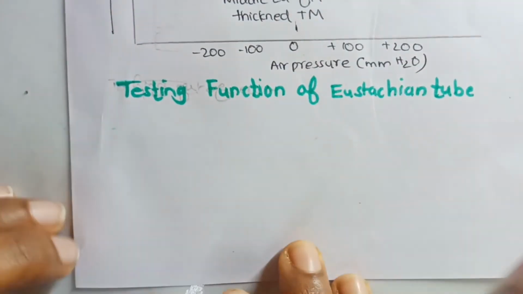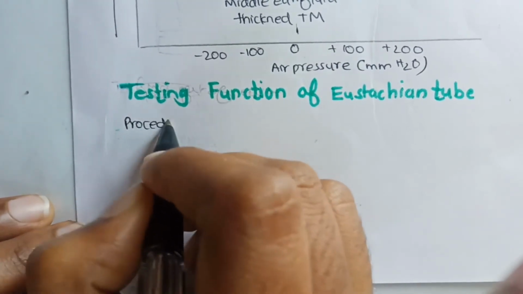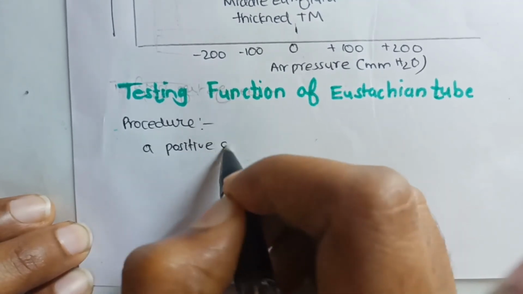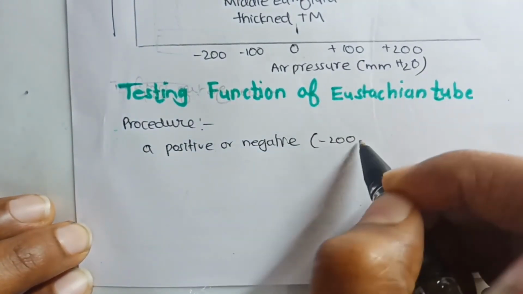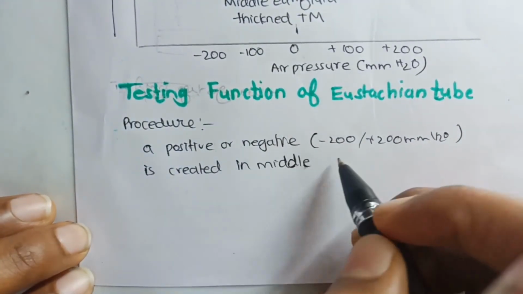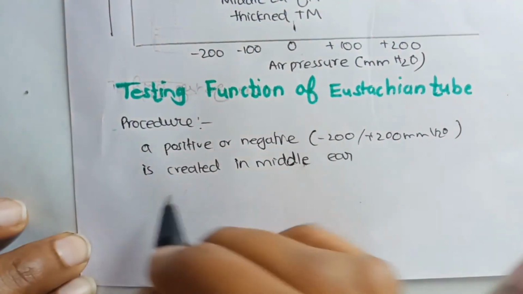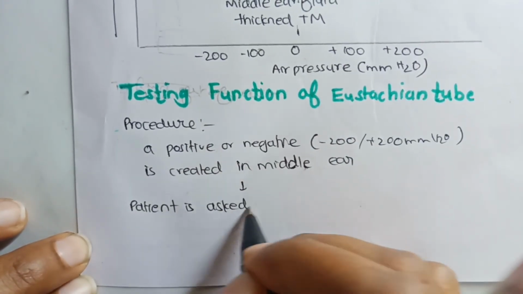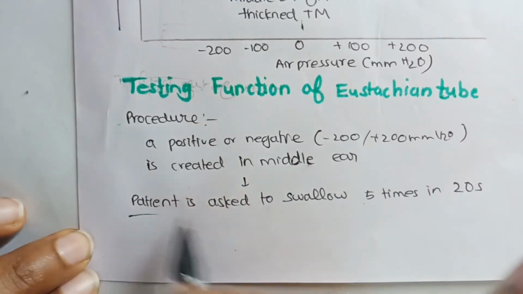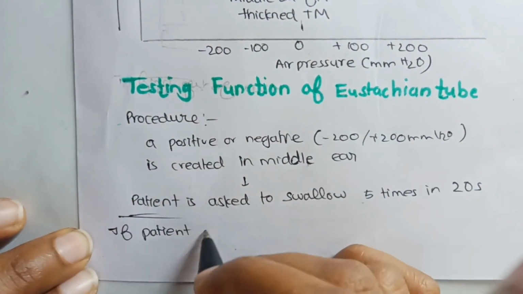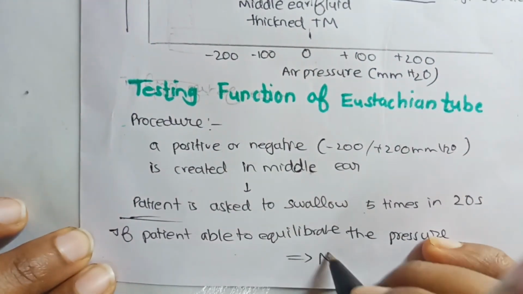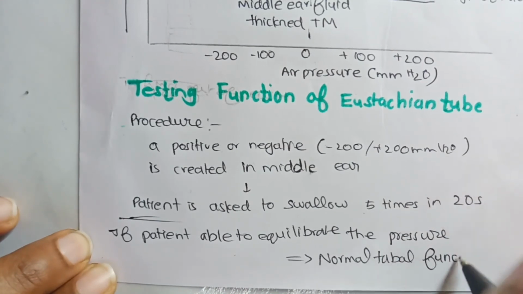Now let us check the another use of tympanometry, that is testing the function of the eustachian tube. Now the procedure goes like this. A positive or negative pressure is created in the patient's middle ear cavity. Now the patient is asked to swallow about 5 times in 20 seconds. So if the patient is able to equilibrate the pressure, we can say that the patient is having normal tubal function. So that is all about tympanometry.